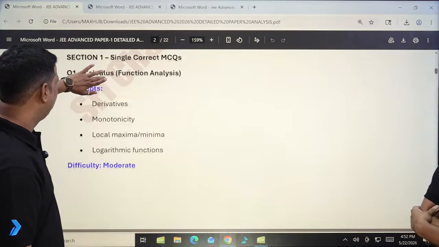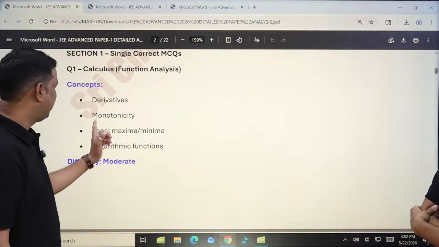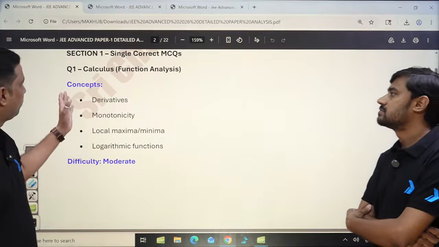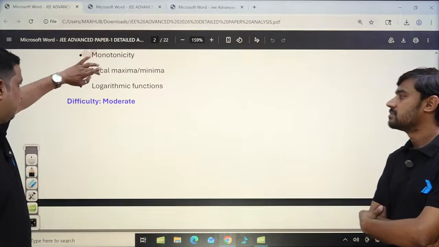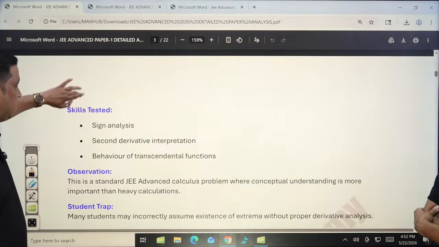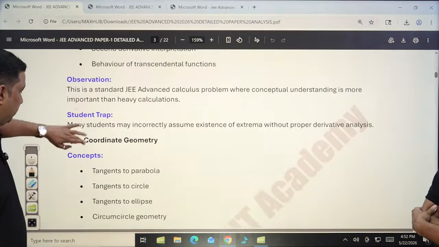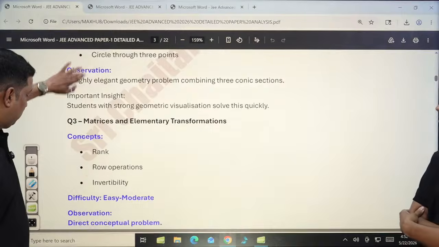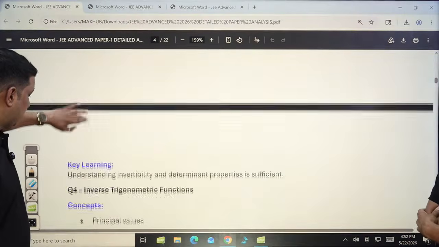So in single correct, derivatives, monotonicity, local maxima, minima, and logarithmic function were asked from calculus, and the difficulty level was moderate. Similarly, if I talk about the skill test and observations, let's discuss the difficulty, how much.